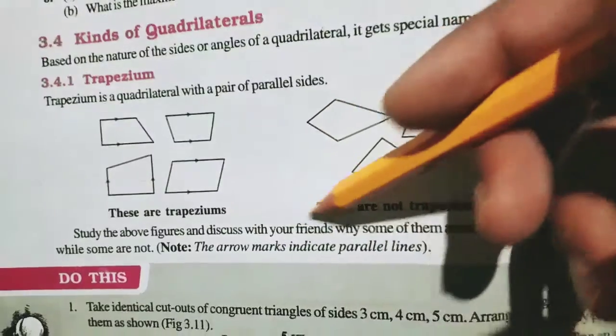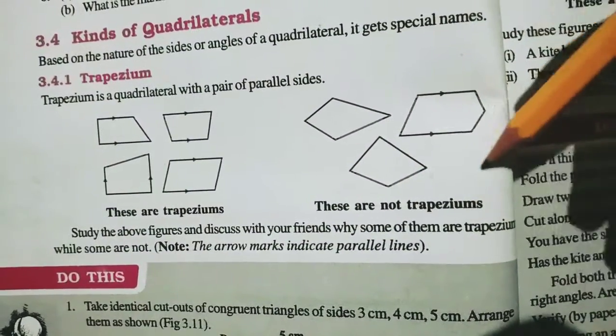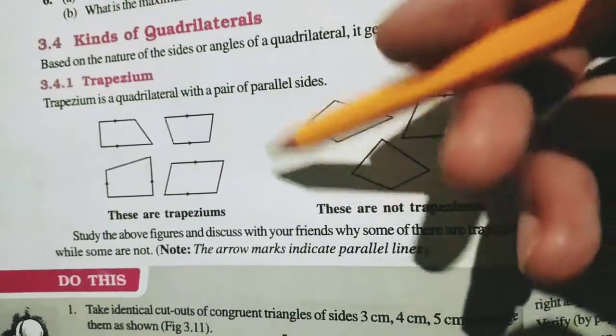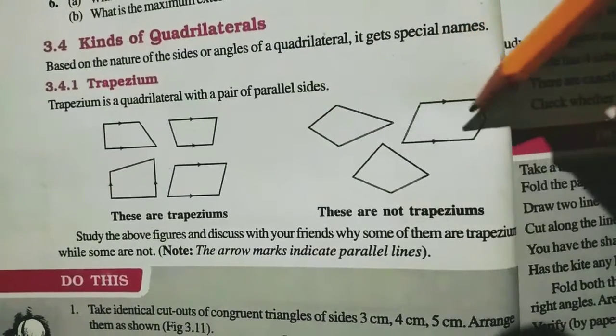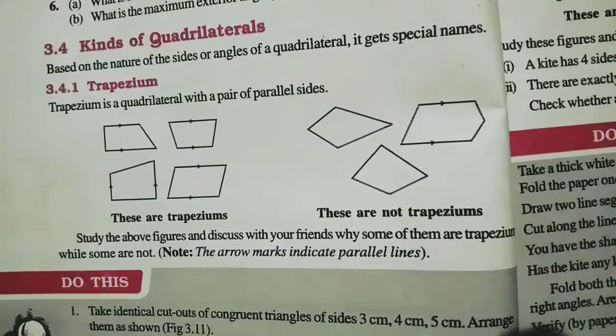So study the above figures and discuss with your friends why some of them are trapeziums and why some are not. Those which have two lines parallel to each other are trapeziums, and those which are not parallel to each other are not trapeziums.